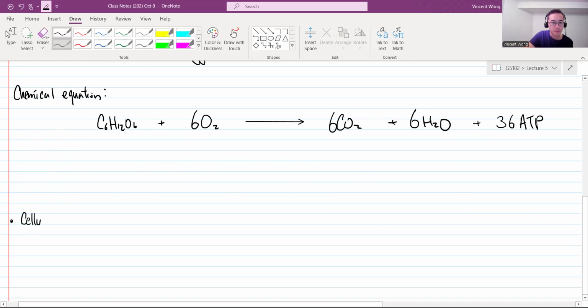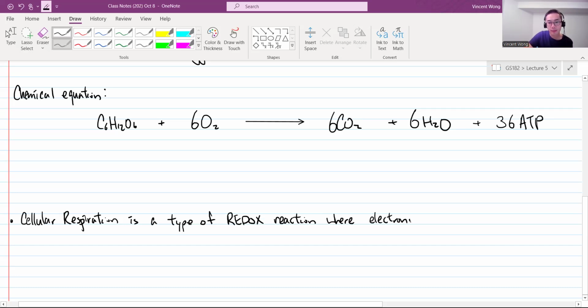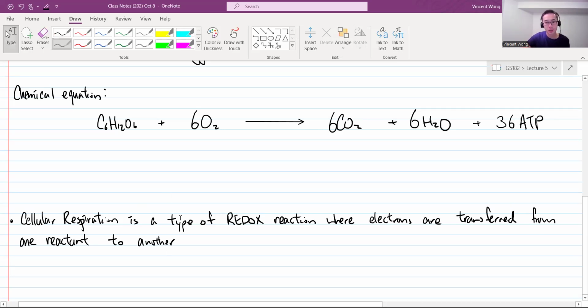Cellular respiration is a type of redox reaction where electrons are transferred from one reactant to another. Okay, so that's what a redox reaction is.